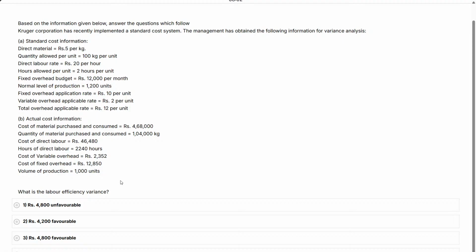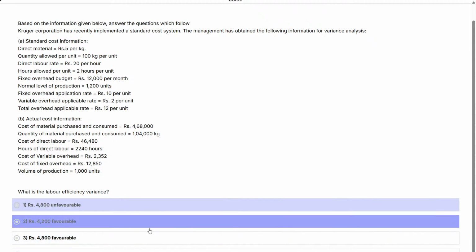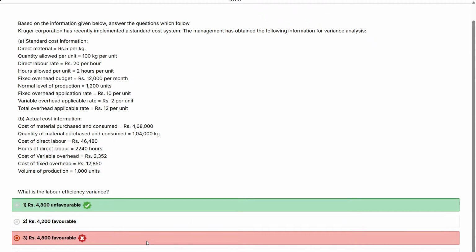लेबर एफिशिएंसी वेरिएंस ये हमें पढ़ना पड़ेगा, वी डोंट नो, we'll mark something.